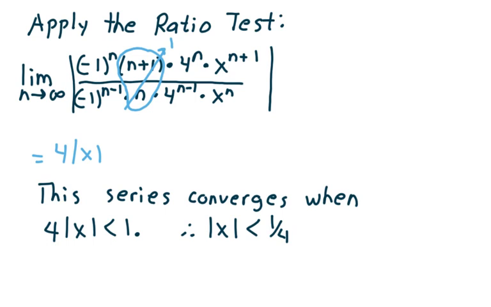So if you notice, this right here is going to be my radius of convergence. So r is going to equal 1/4. And that's how we do problem number 6. Let's take a look at problem 8.